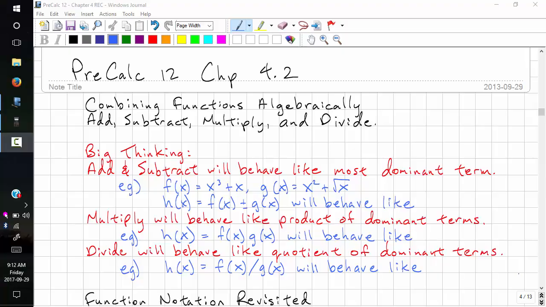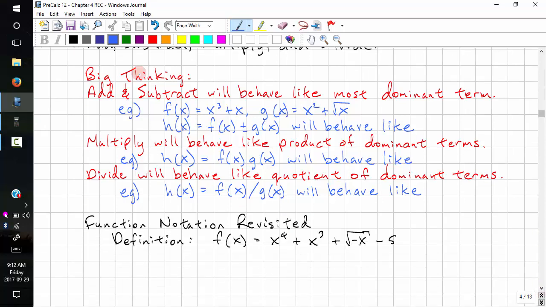This is PreCalculus 12, chapter 4.2. We're going to be looking at combining functions algebraically this time. So the big concepts: when you're adding and subtracting, it's going to behave like the most dominant term. So if we have these two functions, x cubed grows the fastest. It's going to behave like a cubic function.